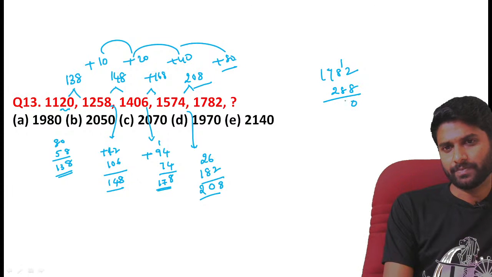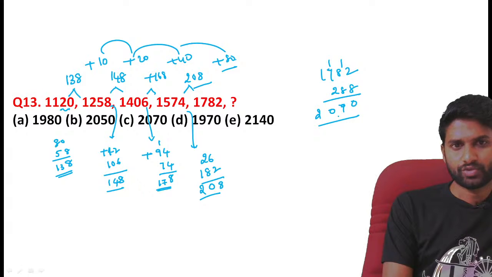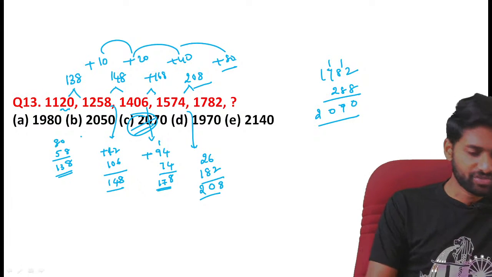So 8 plus 2 is 10, 8 plus 8 is 16, 9, 17, 1 here, and 8 plus 2 is equal to, so the value becomes 2070. So 2070 is the correct answer.